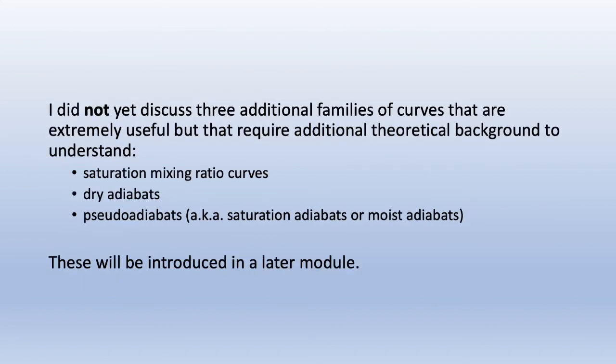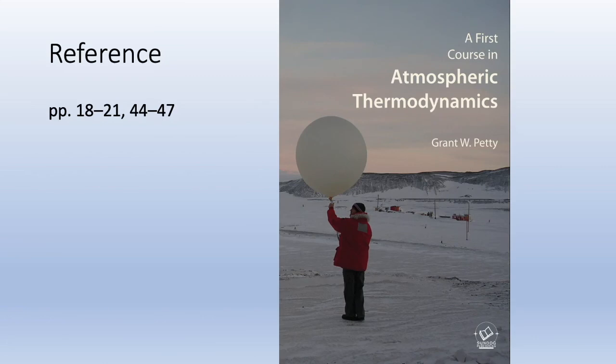What I did not discuss yet are three additional families of curves that are extremely useful but require additional theoretical background to understand: saturation mixing ratio curves, dry adiabats, and pseudo-adiabats, which are also known as saturation adiabats or moist adiabats. Those will be covered in a later module. For reference, the material that we just talked about is related to the pages shown here in the textbook, pages 18 through 21 and 44 through 47.